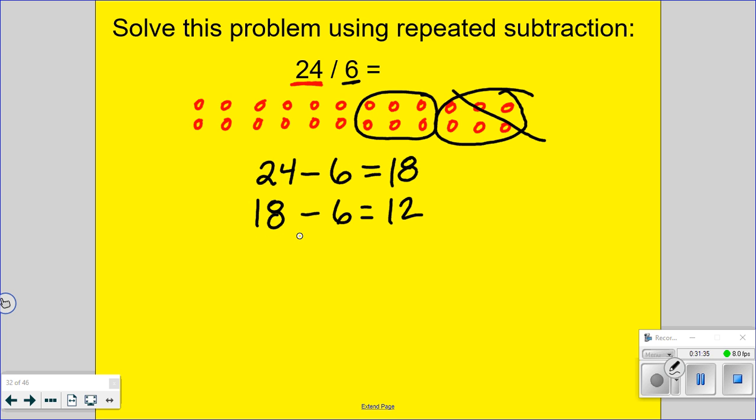This is the math language for that. We had 18 things. We made a group of 6, and that subtraction tells us we got rid of it. How many dots do I have now?